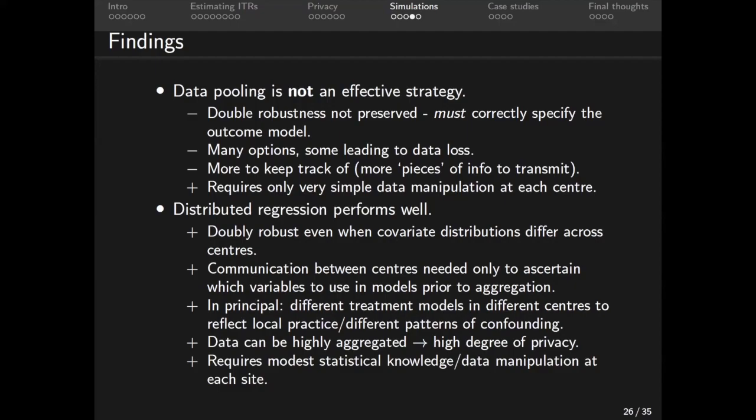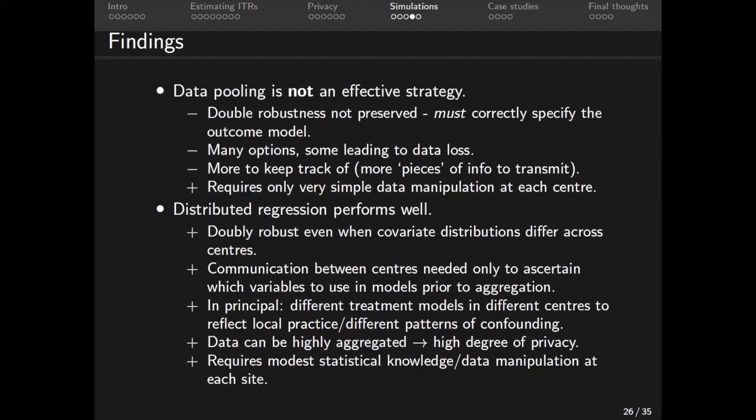We do need some communication between our centers to make sure that everyone is adjusting for the same thing. So if we think about our outcome regression model, we really need the same variables to be in there. Okay. In principle, we could even fit different treatment models. So what I showed you in these results, I was fitting the same treatment model separately in each center, but I don't even need to. If I knew there were different patterns of treatment allocation across my centers, I could accommodate that.